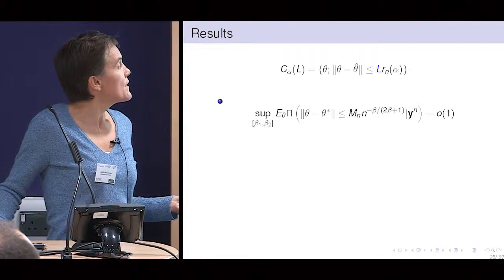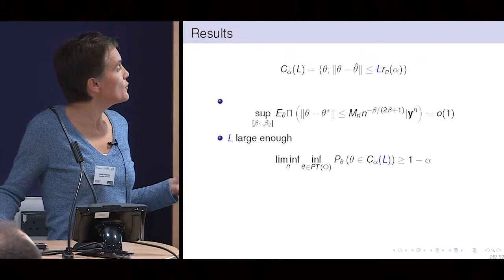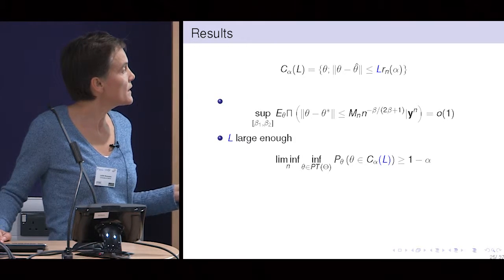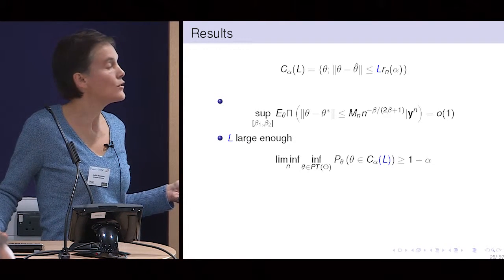What they proved is that by doing something like that, you have the right radius asymptotically. So it's going to be adaptive. But that's not a big surprise.